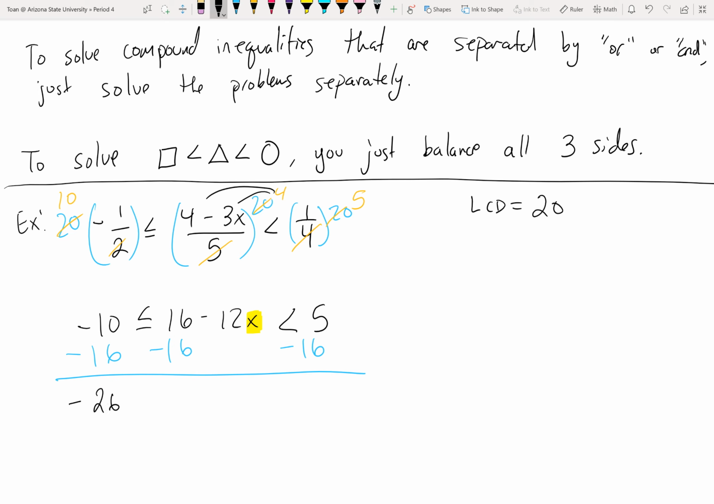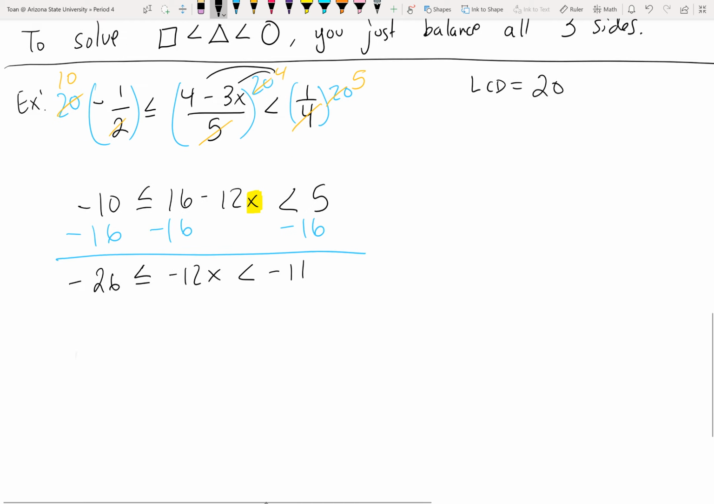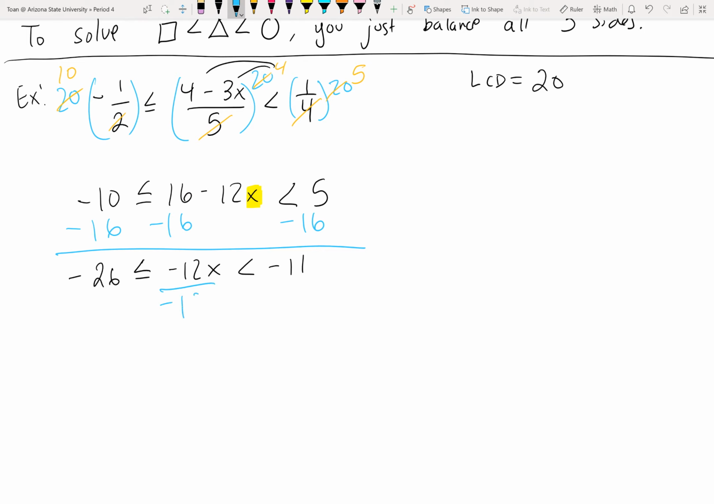That gives us negative 26 less than or equal to negative 12x less than negative 11. And then to get x by itself, we got to get rid of that negative 12. We get rid of it by dividing. Notice our actions are in blue, and what we've done in blue is divide by negative. So you just have to make sure your symbols flip. This reduces to 13/6. Flip the inequality, x, flip the inequality. This is a positive 11/12. X by itself? Yes. That is technically the answer. Easy peasy.